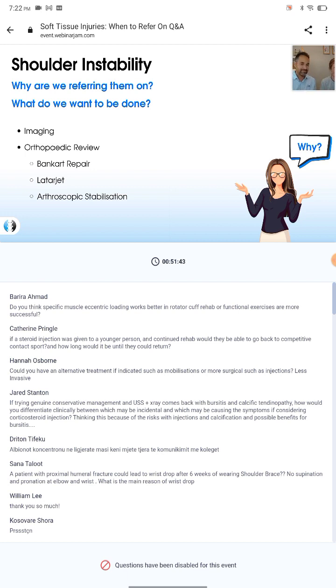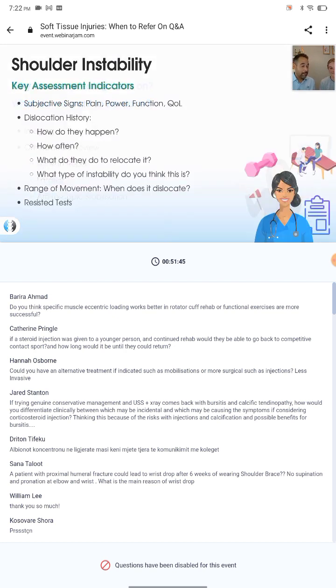So some of the key assessment indicators for you in terms of who might get referred on, as you said, you're thinking about your dislocation history. How often is this patient dislocating? How is it dislocating? Is it through a trauma, or is it that they're doing that kind of party trick to pop it in and out at will? And ultimately, what type of instability do you think it is?